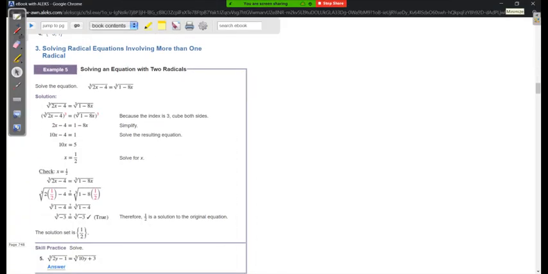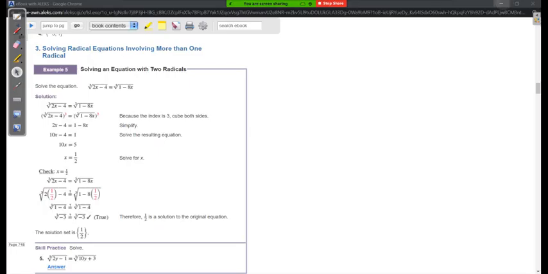Okay, and that leads us to odd powers. Now, the textbook actually does check the solution. Pretty sure, right? Yeah, it actually checks the solution. But the thing is, you don't have to check solutions for cubes.